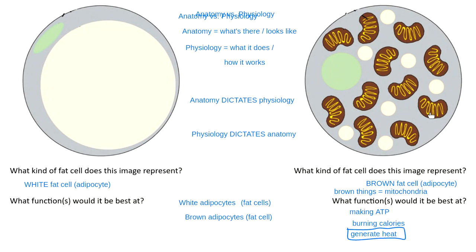So brown fat cells make heat. That's idea number one. Idea number two, they got a whole lot of mitochondria. Idea number three, mitochondria make heat when they do their job.